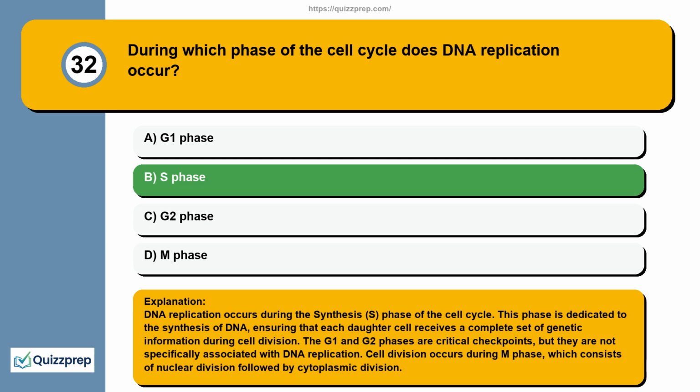DNA replication occurs during the synthesis, S, phase of the cell cycle. This phase is dedicated to the synthesis of DNA, ensuring that each daughter cell receives a complete set of genetic information during cell division. The G1 and G2 phases are critical checkpoints, but they are not specifically associated with DNA replication. Cell division occurs during M phase, which consists of nuclear division followed by cytoplasmic division.